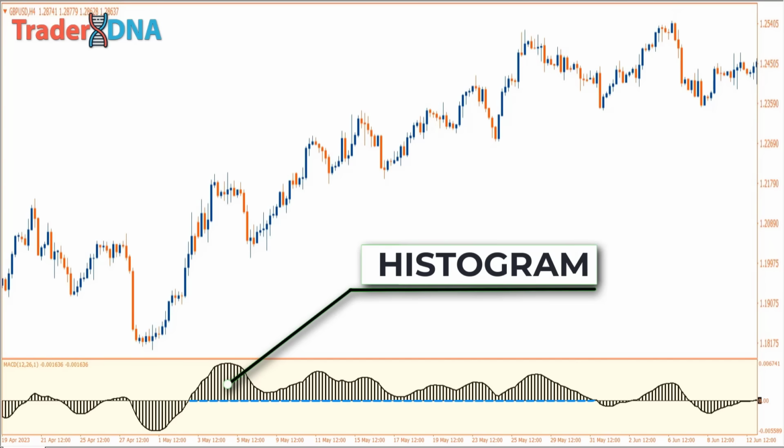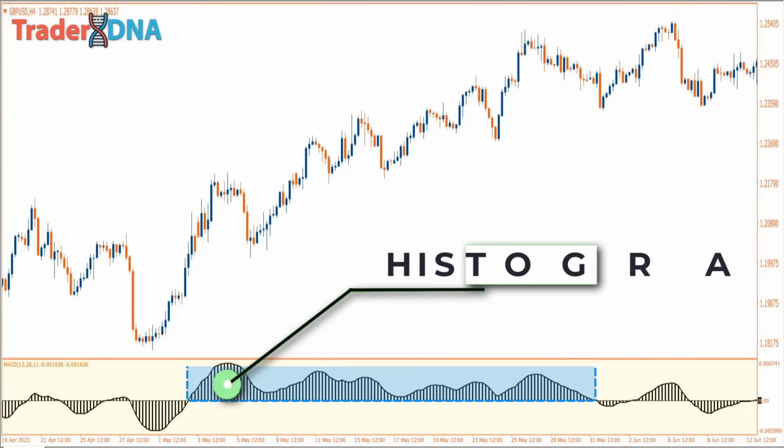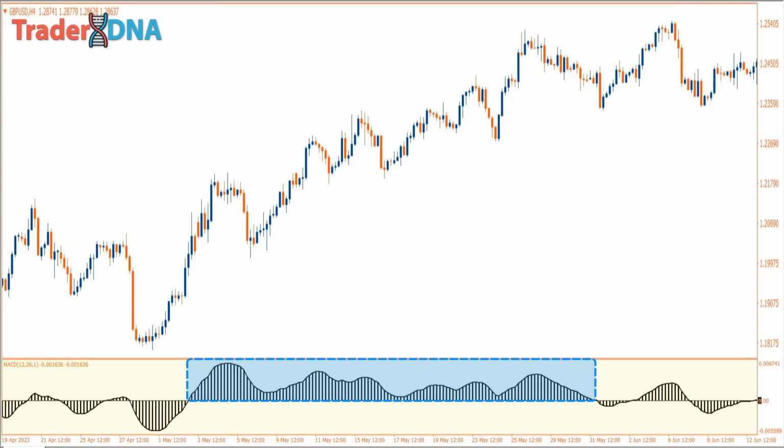If the MACD histogram is above the center line, or zero line, the market is considered bullish in the medium term. Conversely, if the MACD histogram is below the center line, the market is bearish in the medium term. With this understanding, you can see why the triple threat trading strategy is so reliable for accurate trading signals.